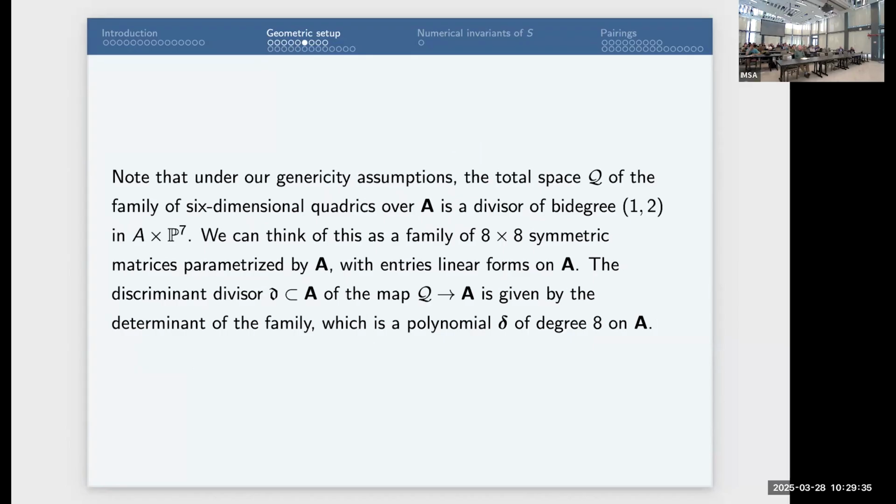Now I'll generate the assumption. The total space Q of the standard dimensional quadrics is divided by degree 1, 2, and equal to 7, because it is given by a matrix, which is linear in A and quadratic in the fiber. So we can think of this as parameterized by a symmetric matrix and parameterized by A. Then it has linear forms on A. And that's why the discriminant is just given by the determinant of the symmetric matrix, which is a good thing.